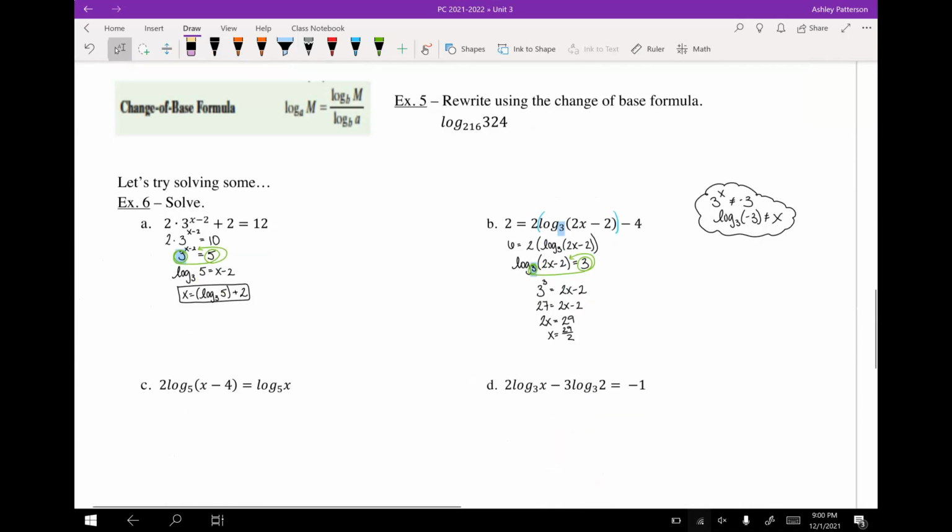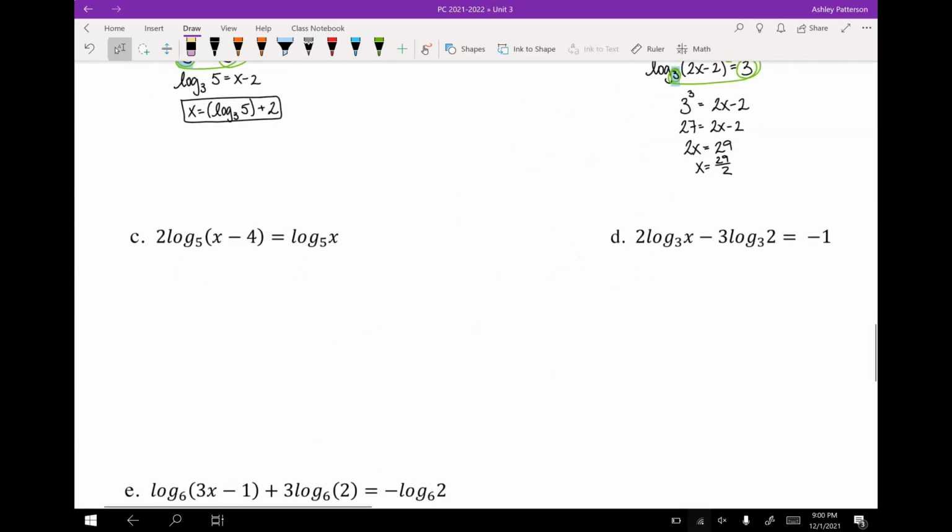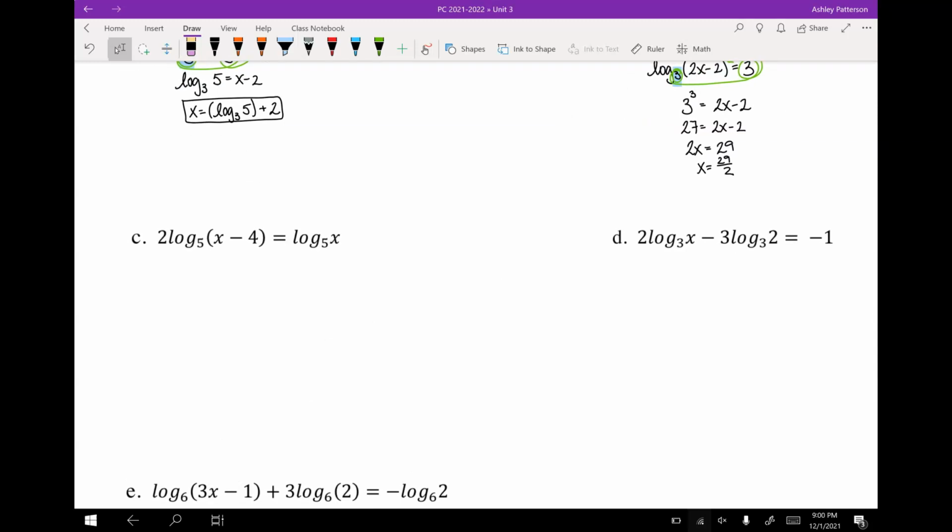Okay, I fibbed. There's 2 more I want to do, and they're the solving problems. We'll just do this one because it is one of the properties.